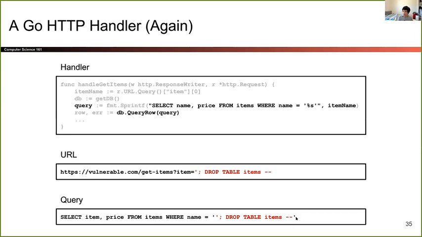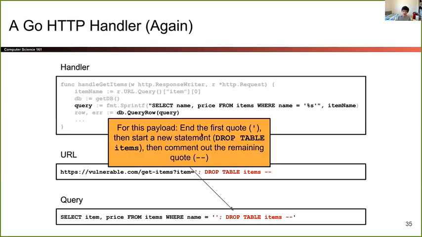But if you do this dash dash, then what you just have is a comment at the end of your thing, and it's going to ignore everything after that dash dash. So what it really sees is just drop table items and then some comment that I can ignore. So now it's going to go through, select nothing from the items table because name equals empty string, and then it's going to delete the table items. You can imagine why, say, as a website owner, you might not want people to do this. Yes, and the dash dash is just to comment out the remaining quote.